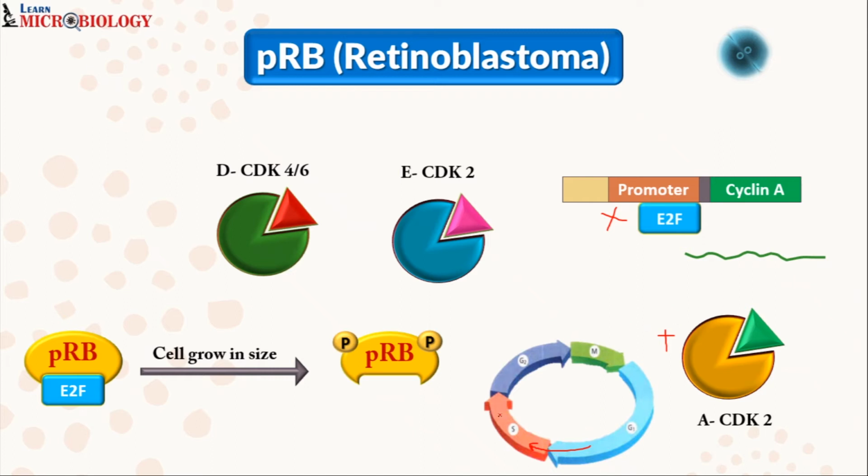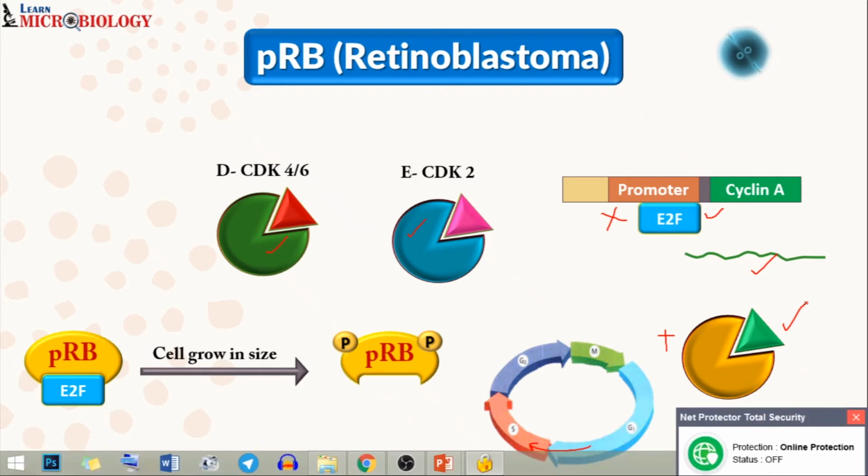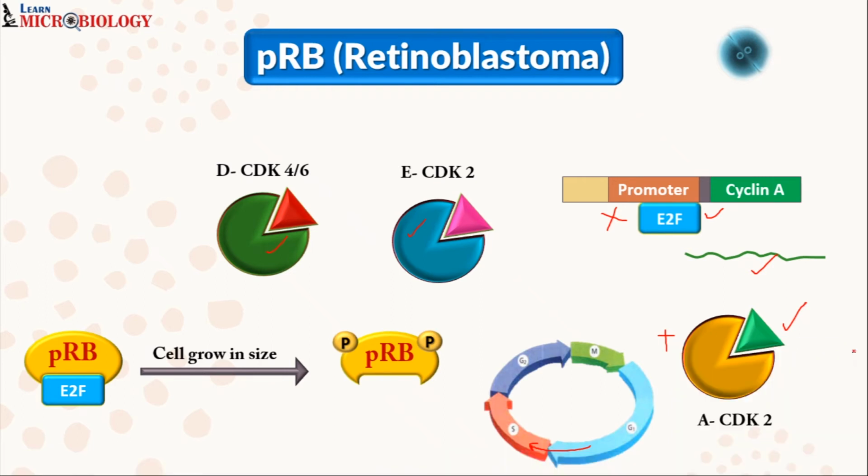So until and unless your pRB gets the signal that the cell is ready to go to S phase, it will hold your E2F with itself. But once it gets the signal that now the cell can move towards S phase, then we have your G1 and your G1/S cyclin. They come together and phosphorylate your pRB and inactivate it, and now it cannot hold your E2F, and now E2F can bind to the promoter and you can transcribe and translate your cyclin A protein. I hope, students, this entire thing is clear, right? As we can see, your cell will move from your G1 to the S phase.